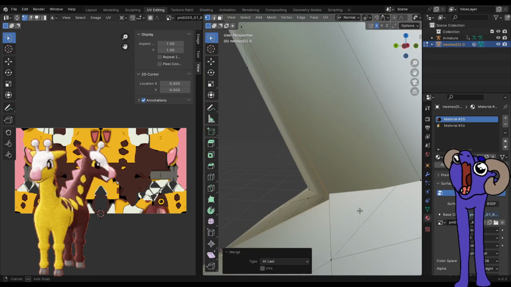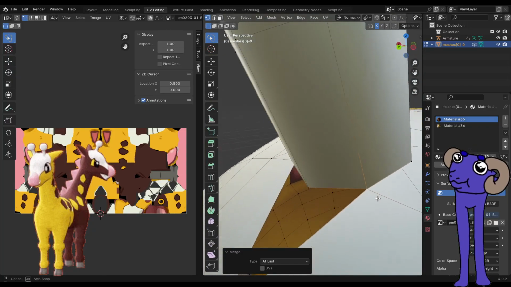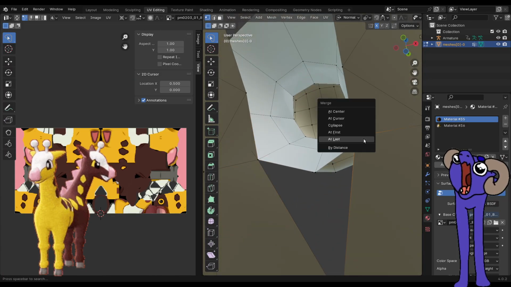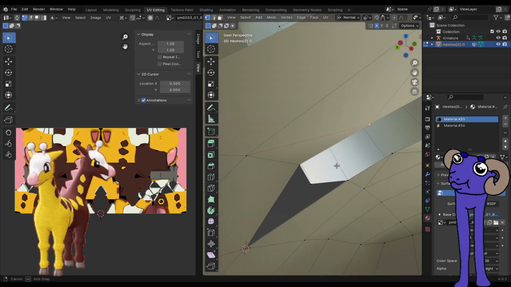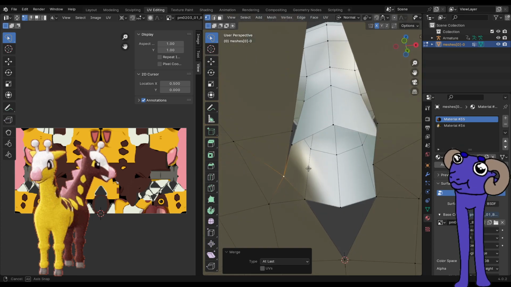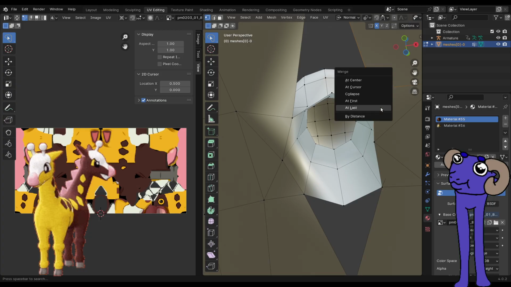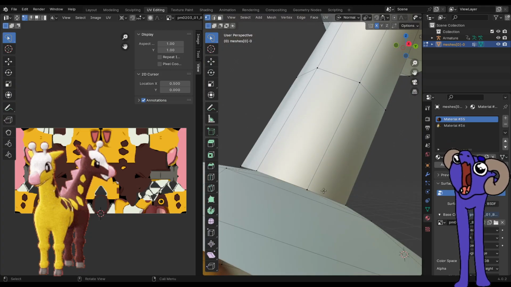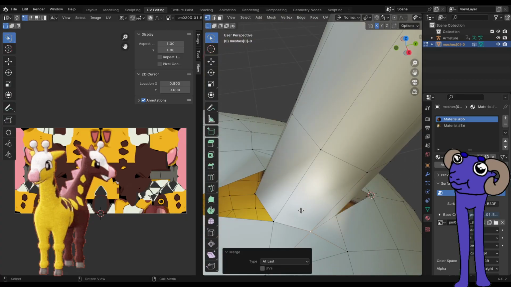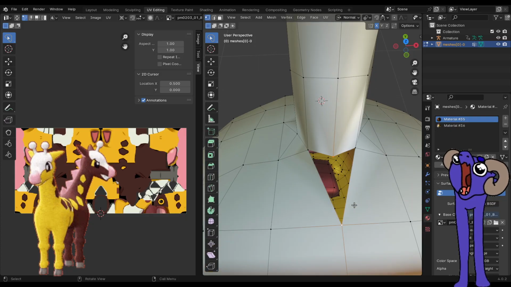So merge at last. Merge at last. And do the same thing on the other side. Merge last. Merge last. Merge last. And then we do have this opening here, but that should be fine.